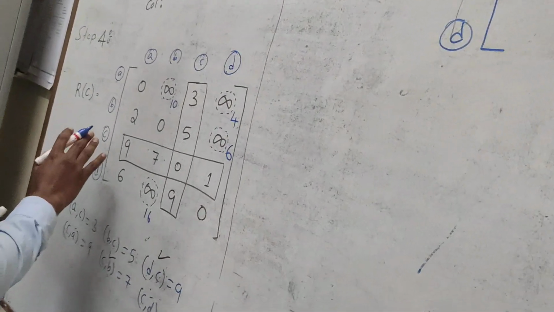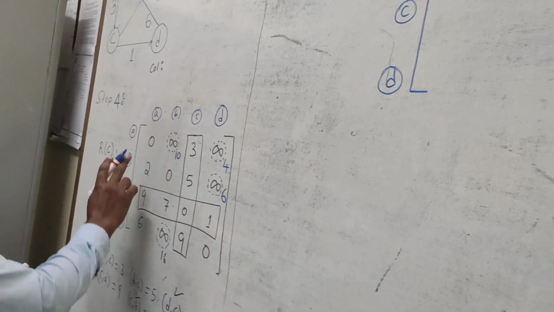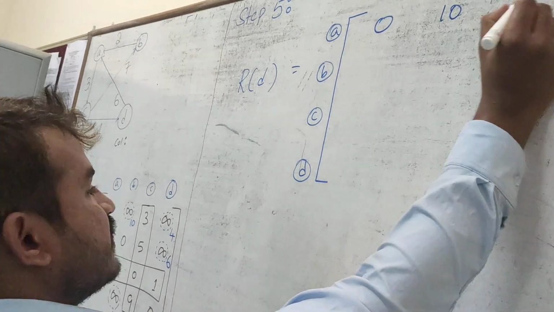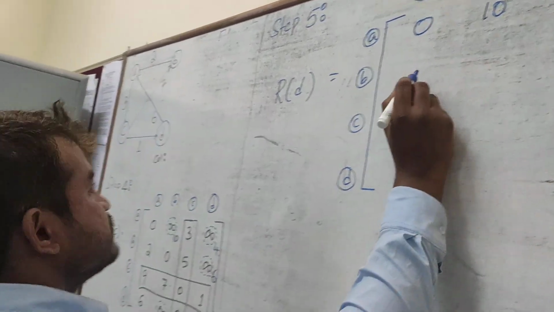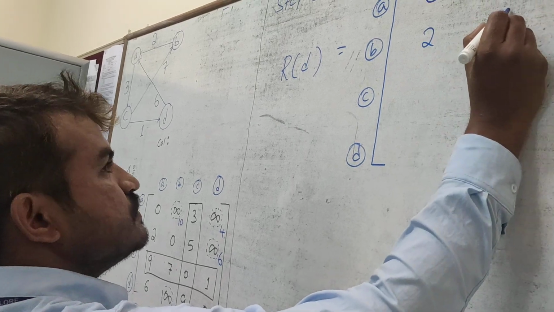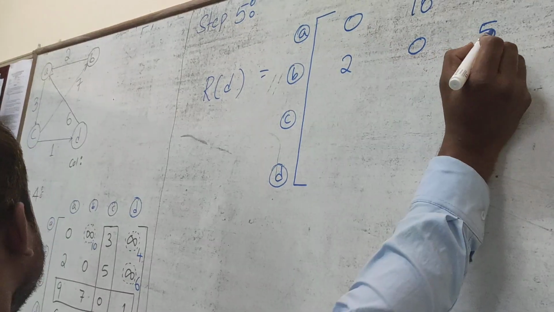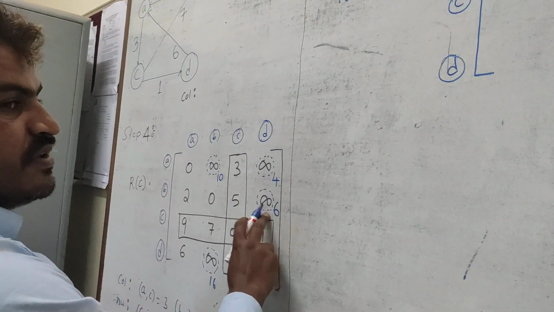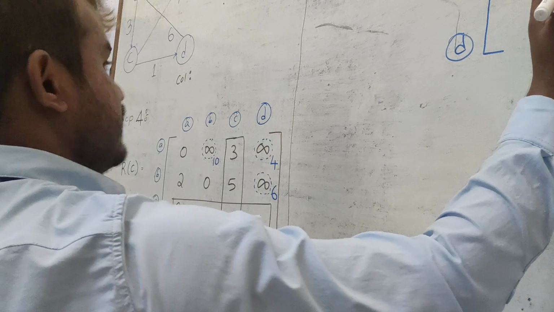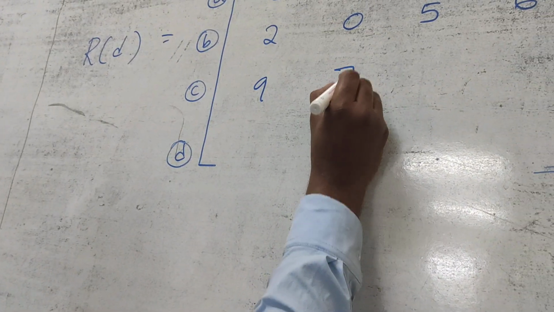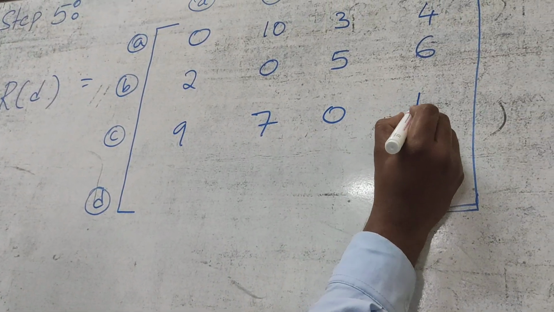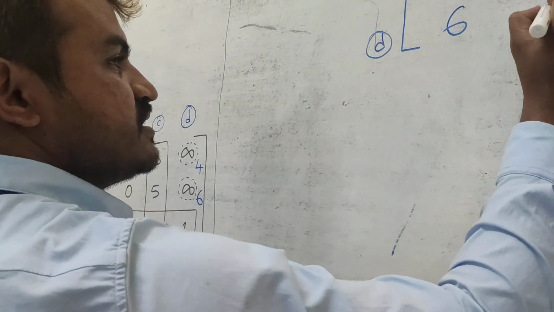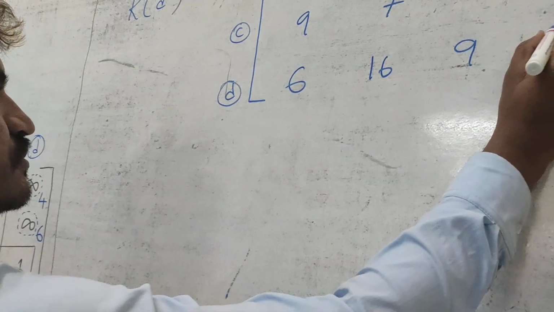Now what is the step 4 table? You have to copy the step 4 table. What are the values there? Replace the values, everything you have to write. 10, 3, 4, 2, 0, 5, 6. That is changed from infinity to 6. Then 9, 7, 0, 1. Then 6. Recent value 16, 9, 0.